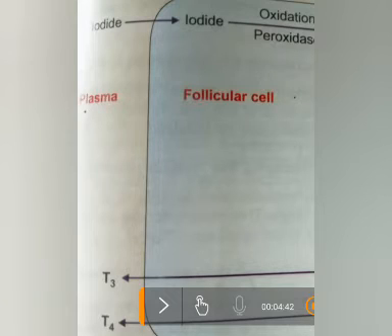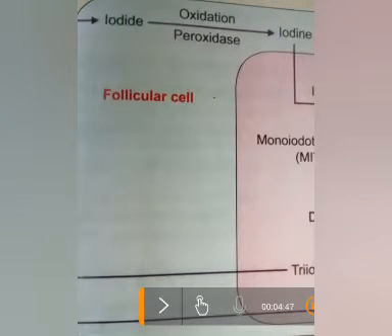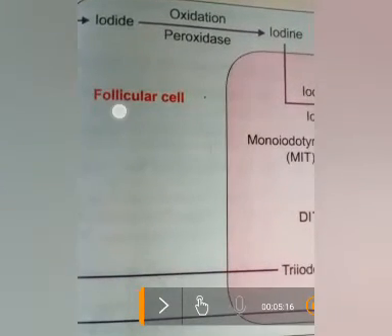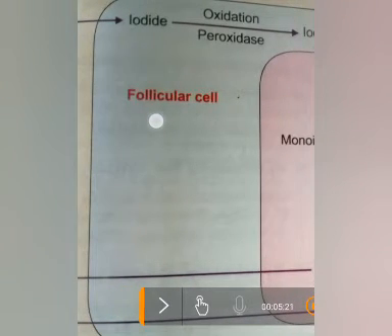The next step is oxidation. You can see the oxidation process. Here iodide gets oxidized to elementary iodine, because this is essential for combining with tyrosine to form a thyroid hormone. Elementary iodine is required. So the iodide is oxidized to iodine in the presence of the enzyme peroxidase. Thyroid peroxidase enzymes are there. This step occurs in the follicular cells. From the follicular cell only, the oxidation of iodide occurs.